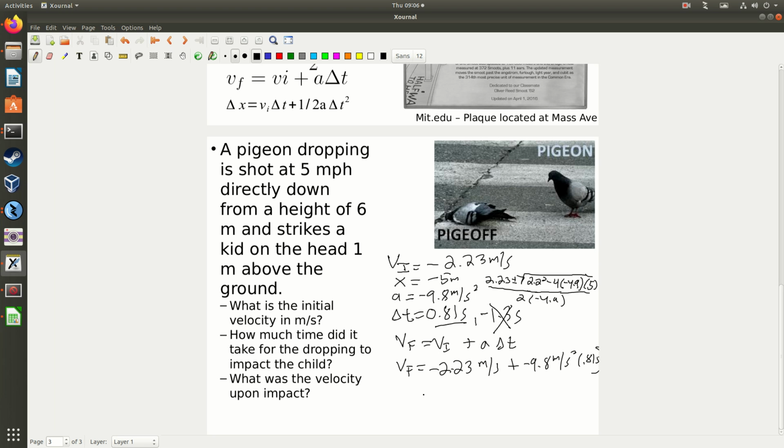Plugging that in my calculator. Gotta talk loud so you can hear me because my microphone's not all that good. Negative 10.2. So your final velocity is going to be negative 10.2 meters a second. So that is your final speed.